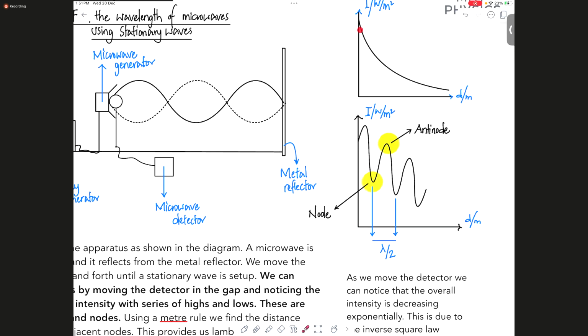So the intensity varies in accordance with that, and that's how your nodes and antinodes are also being set up. So as you start to move away, your nodes and antinodes are still forming, but they're not perfect. As a result, you don't have the perfect anticipated shape that looks like this. So yeah, that is the reason why.